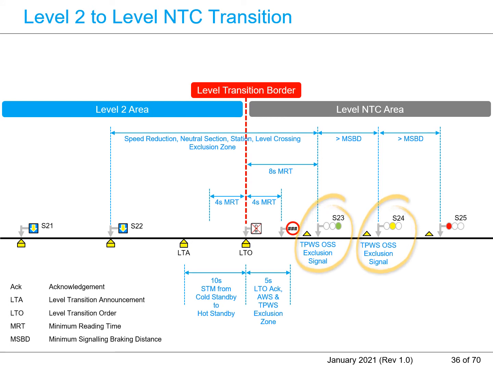The first and the second signals, beyond the level transition border in the level NTC area, are the signals that do not qualify for TPWS/OSS fitment. This requirement is to avoid the TPWS/OSS set speed potentially contradicting the calculated speed by the ETCS on board, when the end of authority is signal S23 or signal S24.